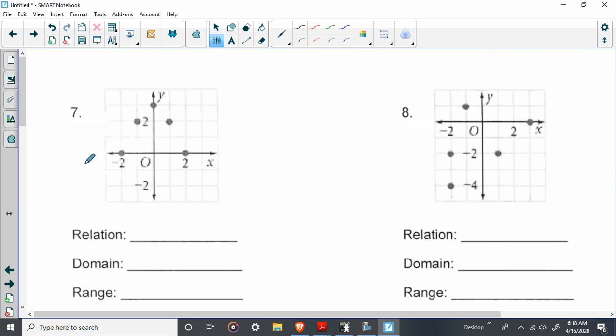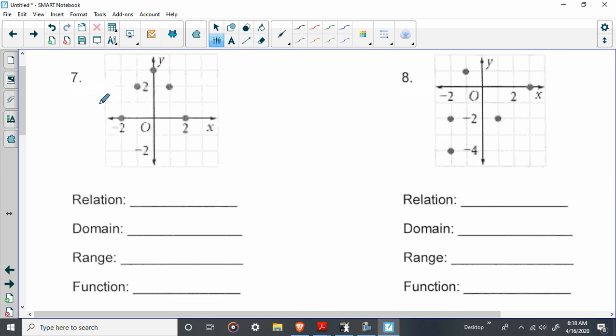Again, your domain, going across from left to right: I've got one at -2, one at -1, one at 0, one at 1, and one at 2. So going across, they exist at these 5 points right here. So your domain would be -2, -1, 0, 1, 2.